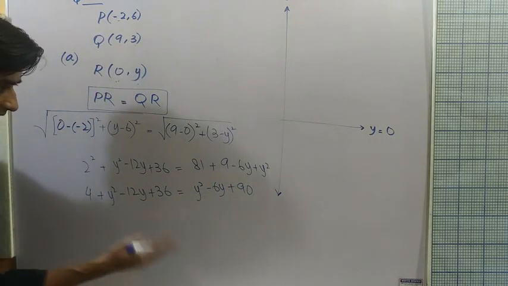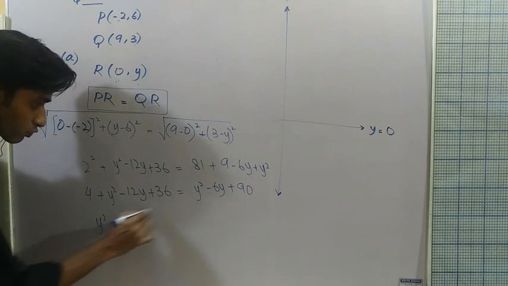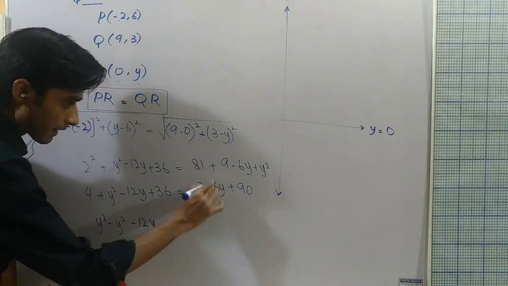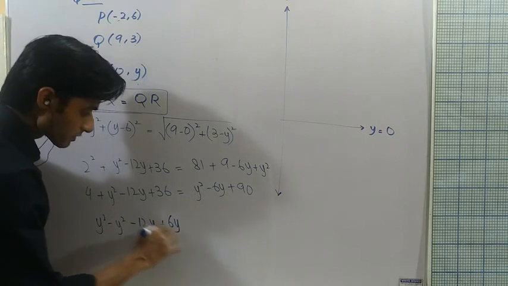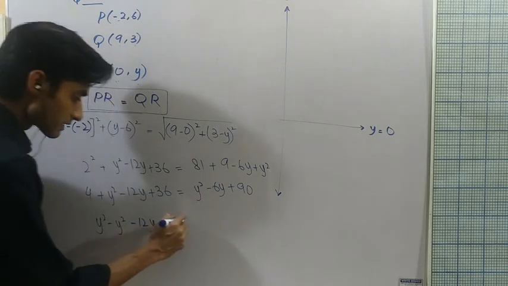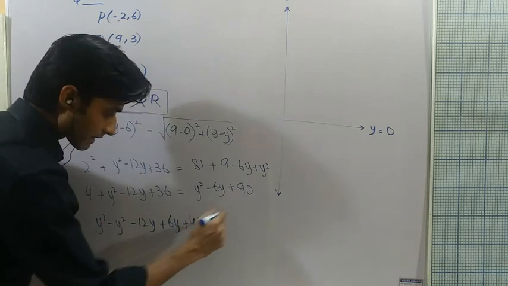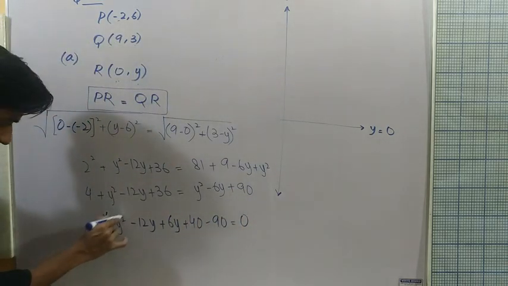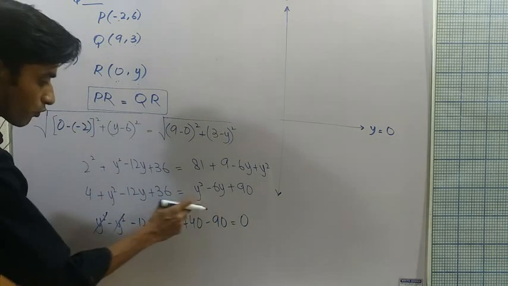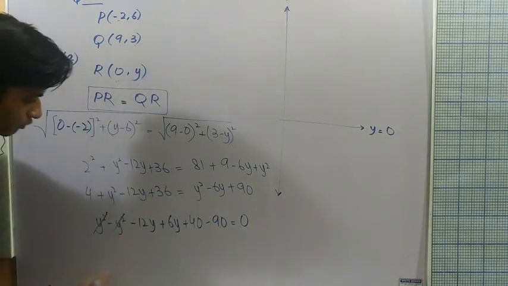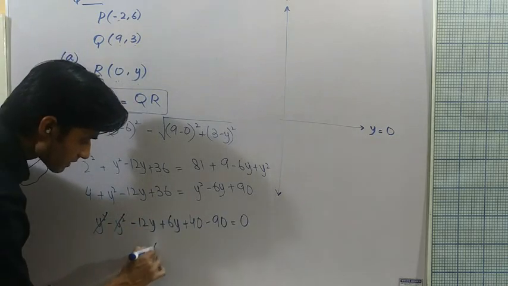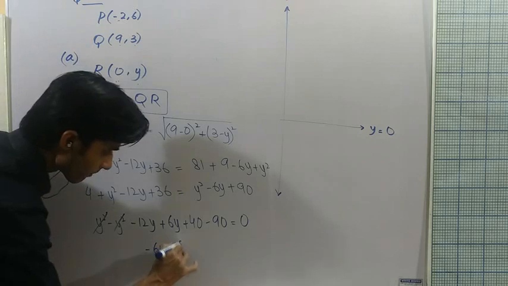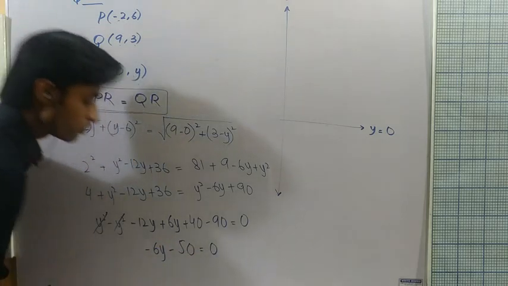Okay, in order to solve this equation, I'll bring everything on this side. This y squared comes on this side, becomes minus y squared. Minus 12y and minus 6y comes over here, becomes plus 6y. Plus 4 plus 36 is plus 40. And when that 90 moves over here, it becomes minus 90 is equal to 0. I can cancel these y squares. I would have cancelled them over there as well, but I did not do that. Minus 12y plus 6y is minus 6y, plus 40 minus 90 becomes minus 50 is equal to 0.